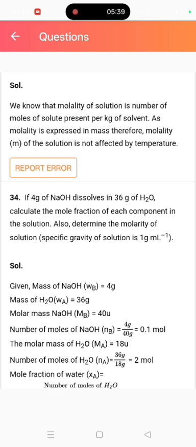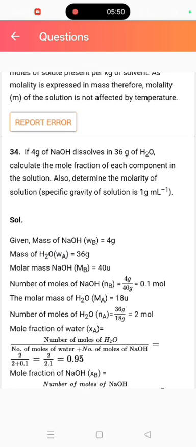Clear. Now what is the mole fraction equation? Number of moles of a component A divided by the total number of moles of all the components. So in this one, the water mole fraction is equal to the number of moles of water divided by the number of moles of water plus the number of moles of NaOH.